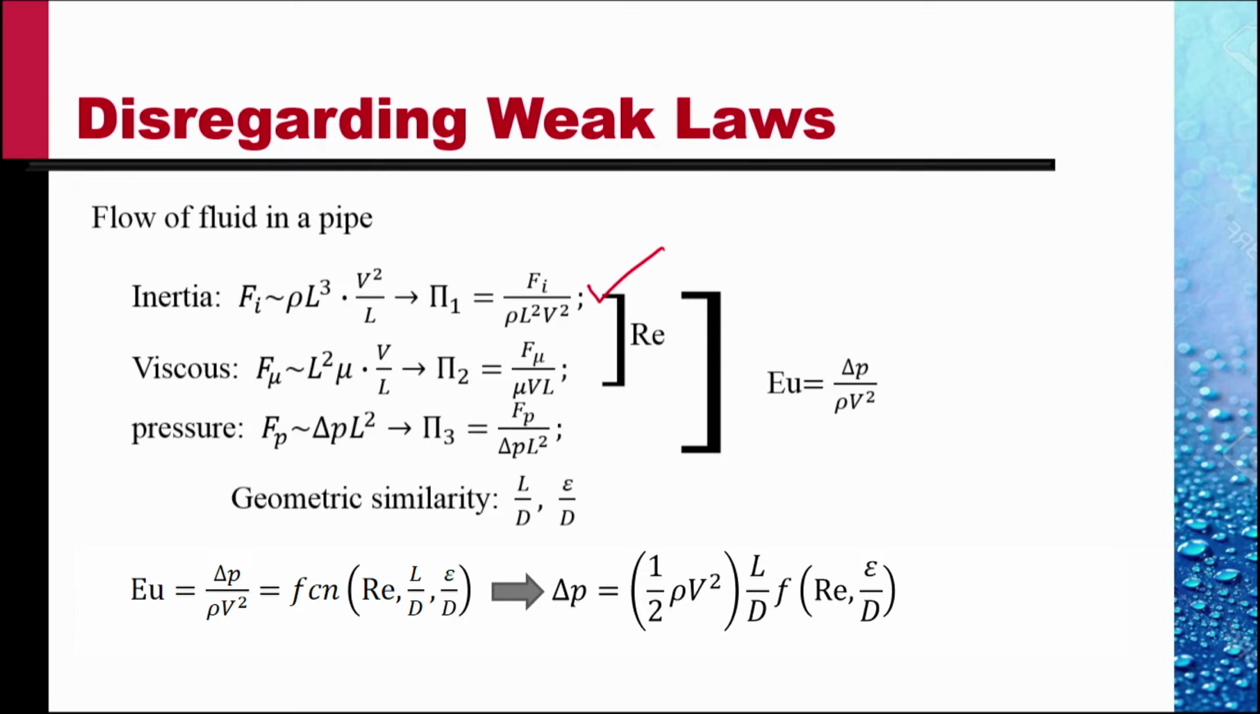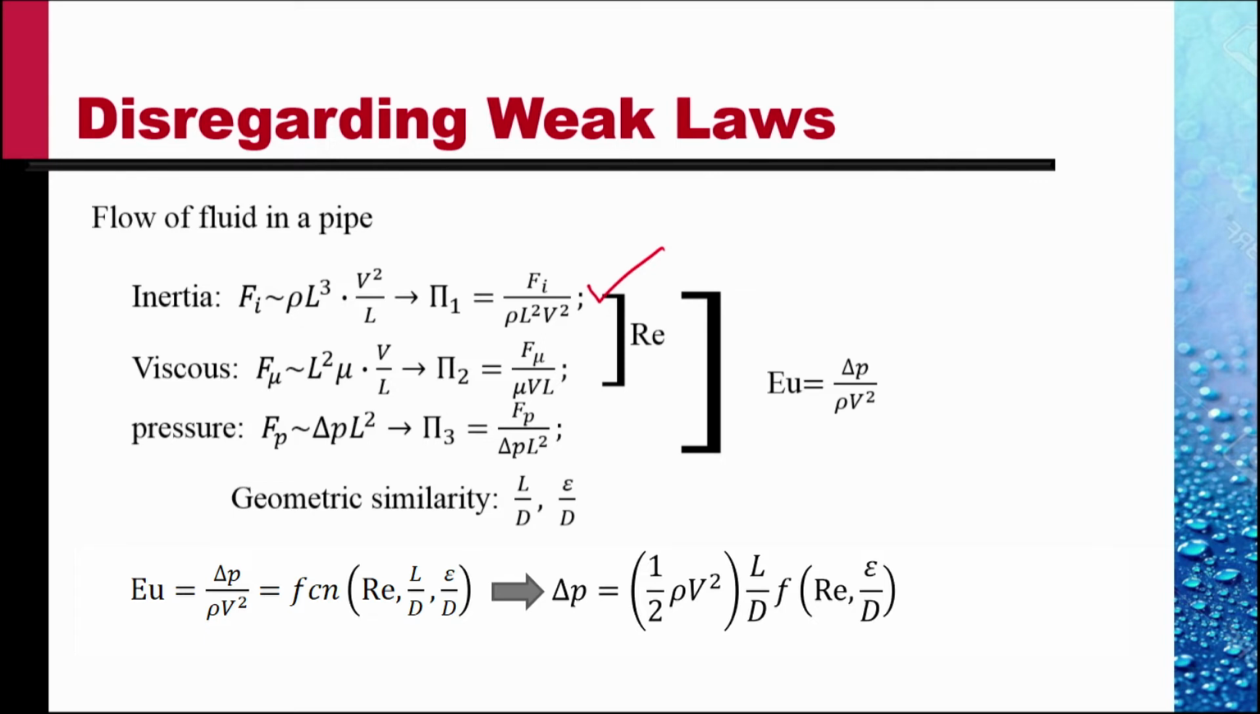And this can be rewritten as delta P is equal to 1/2 rho V squared into L by D, a function F of Reynolds number and epsilon by D. F is called the friction factor for the pipes. We had obtained this equation earlier.